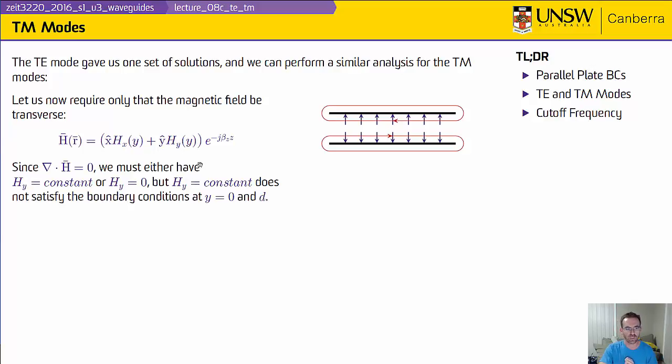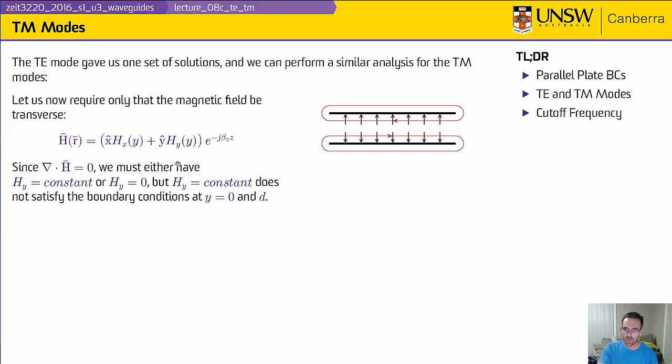There's no z component. Since divergence of h is equal to 0, when we look at this behavior, divergence of h, of course, is the derivative of the x component with respect to x plus the derivative of the y component with respect to y plus the derivative of the z component with respect to z. But there is no z component, and this term doesn't vary as a function of x. So the only way we can have that is to have the derivative of h sub y with respect to y be equal to 0. Either that means h sub y is equal to a constant, or h sub y is equal to 0.